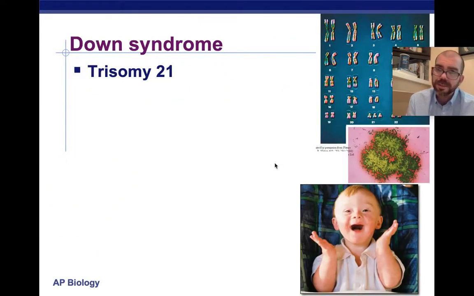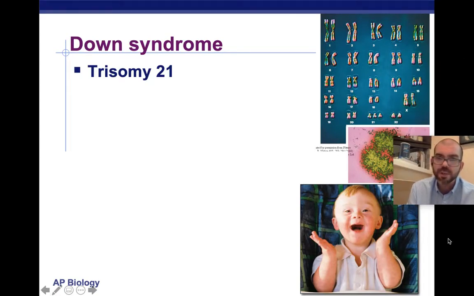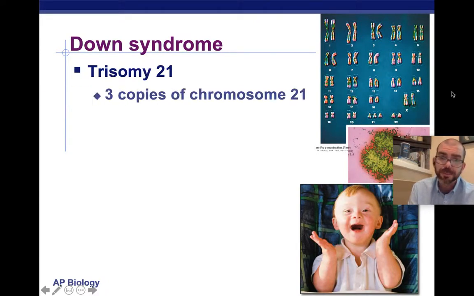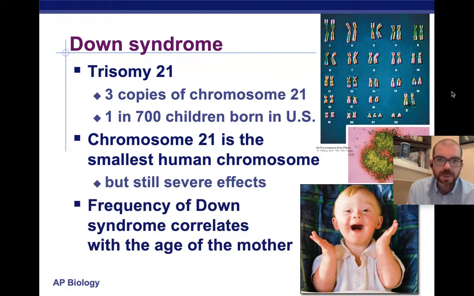For example, Down syndrome. Down syndrome is commonly referred to scientifically as trisomy 21 because in the 21st pair, there's a trisomy. There's 3 chromosomes instead of 2. That additional copy happens in about 1 out of 700 children born in the US. That is fairly common. We have hundreds of millions of people in the United States, so 1 out of 700 is frequent. And chromosome 21 is the smallest chromosome, but it can still have a large variety of symptoms in your development from that extra DNA.